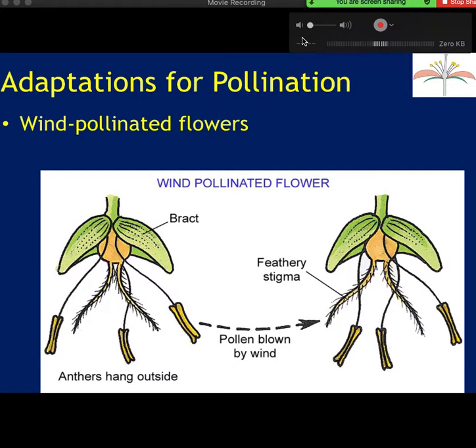So usually for wind pollinated, if they have any petals, they are going to be small and green, but literally their bits are all outside of the plant. So you have a little space for a diagram down at the bottom.